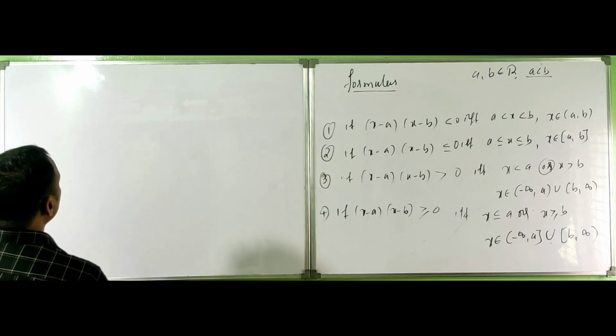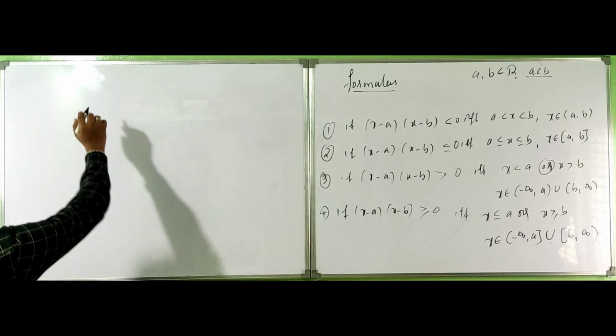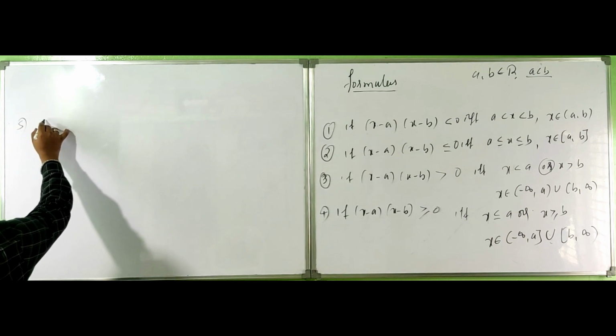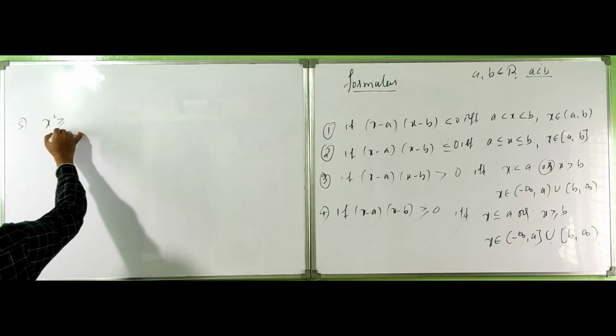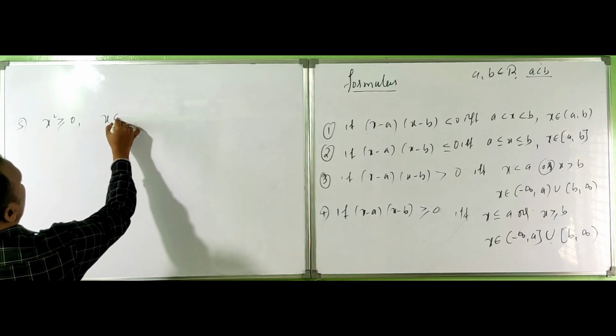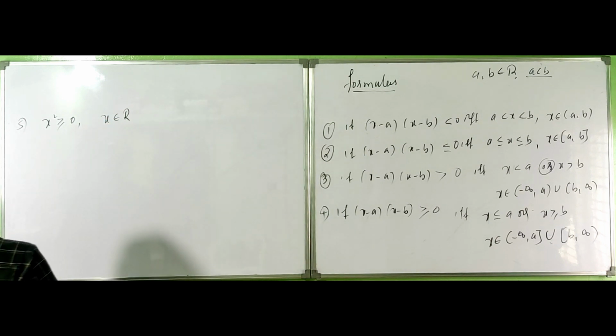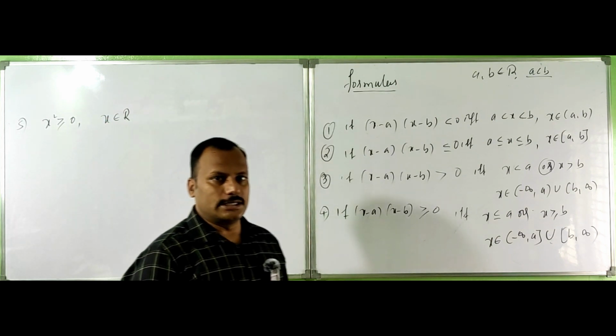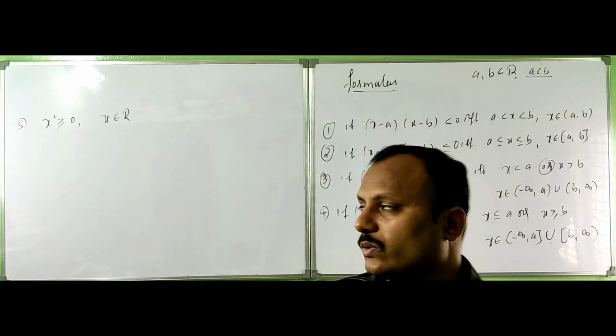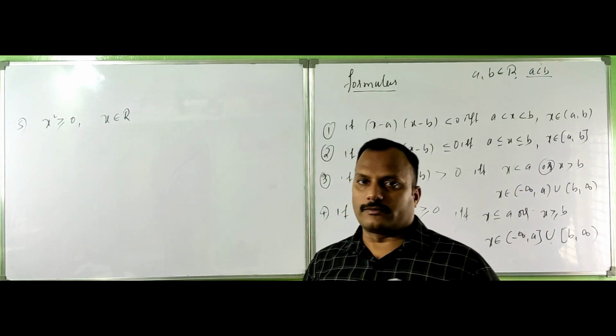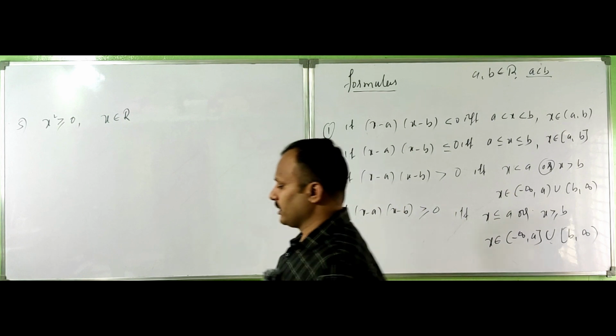And the fifth one is, x square is greater than or equal to 0 for all x belongs to R. The square of any function is greater than or equal to 0 for all x belongs to R, for any real value. Again similarly, okay.